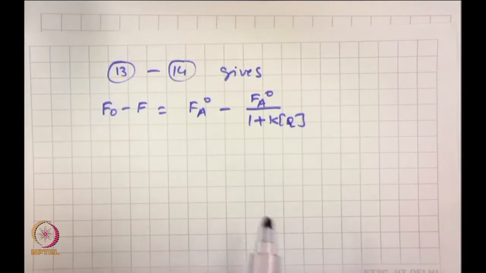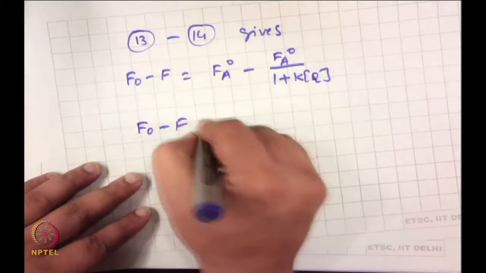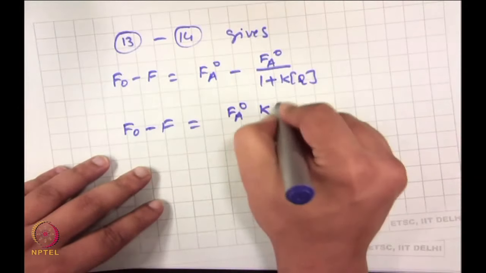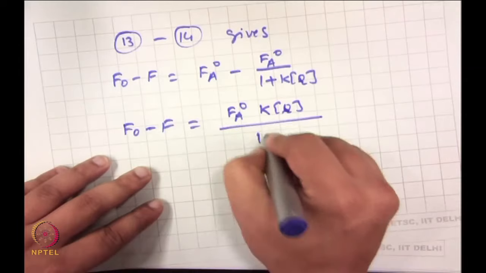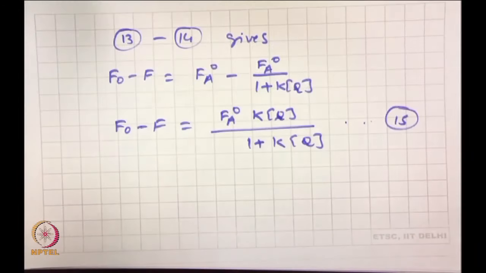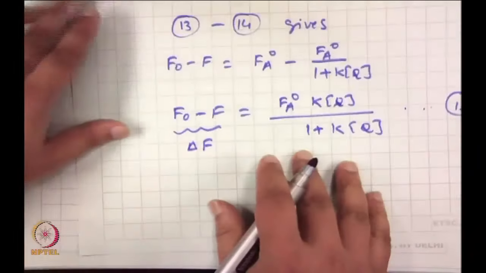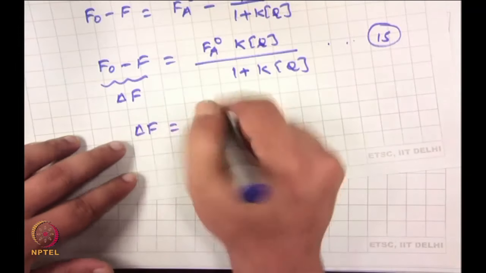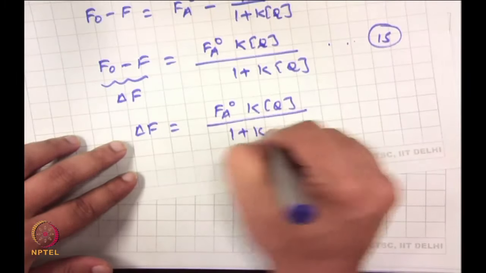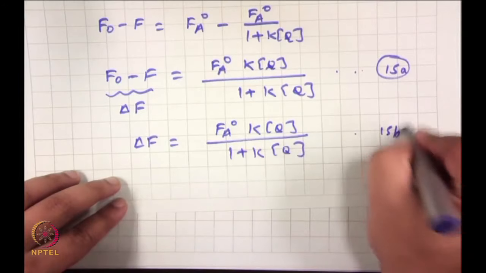Why? Because F_NA is equal to F_NA0. So, on further simplification, I can write F_0 minus F is equal to F_A0 times k[Q] over 1 plus k times concentration of Q. Let this be equation number 15. We already have an equation like this, where F_0 minus F can be replaced by delta F, so I can write delta F is equal to F_A0 k[Q] over 1 plus k[Q]. Let this be 15a, let this be 15b.